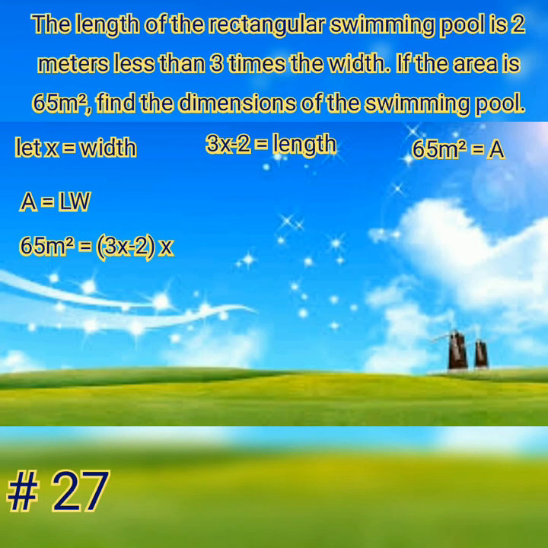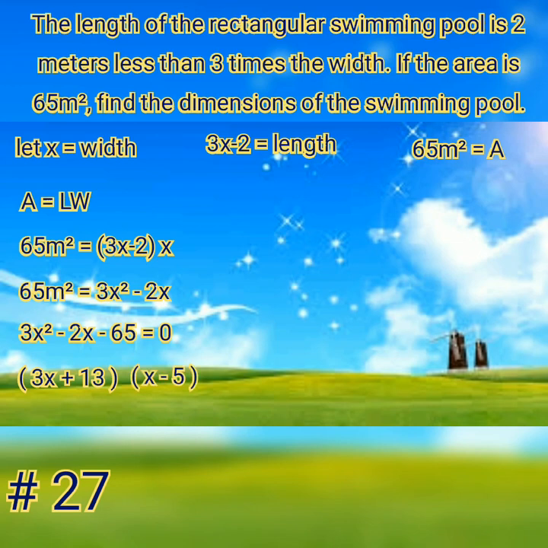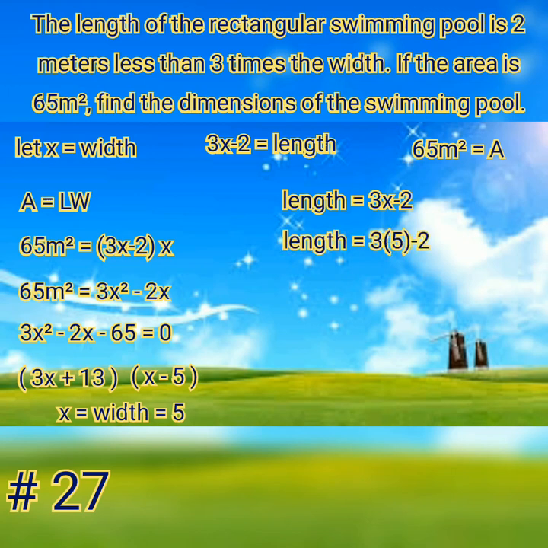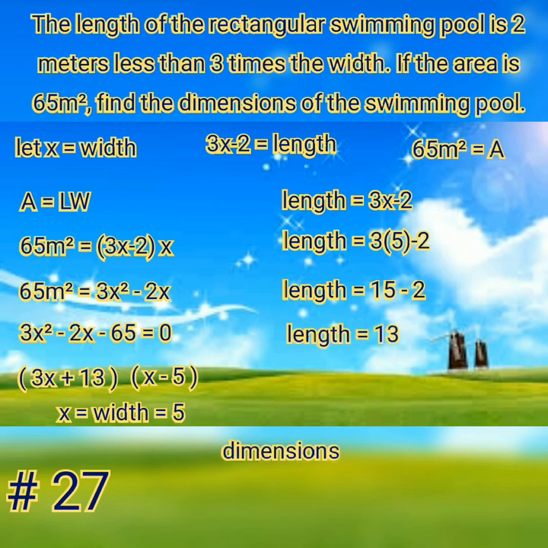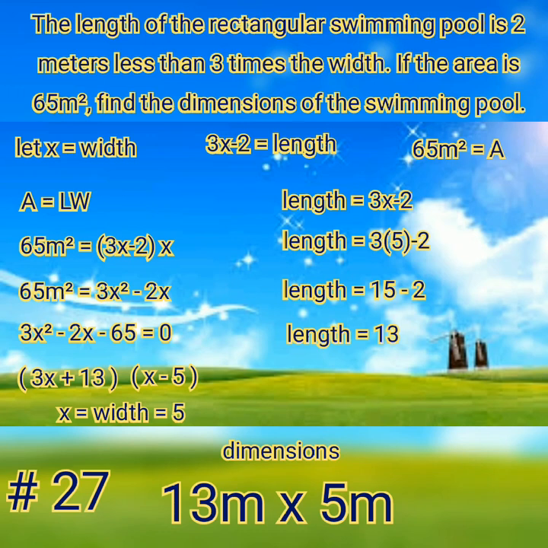By distributive property of multiplication, we have 3x times x is 3x squared, and negative 2 times x is negative 2x. The equation will be 3x squared minus 2x minus 65 is equal to 0. By factoring, this will be the quantity of 3x plus 13 times the quantity of x minus 5. Since we're looking for the dimension, we will just consider positive 5. So x, or the width, is equal to 5. Since x is equal to 5, the length will be 3 times 5 minus 2, which is equal to 15 minus 2, or 13. So the dimensions will be 13 meters by 5 meters.